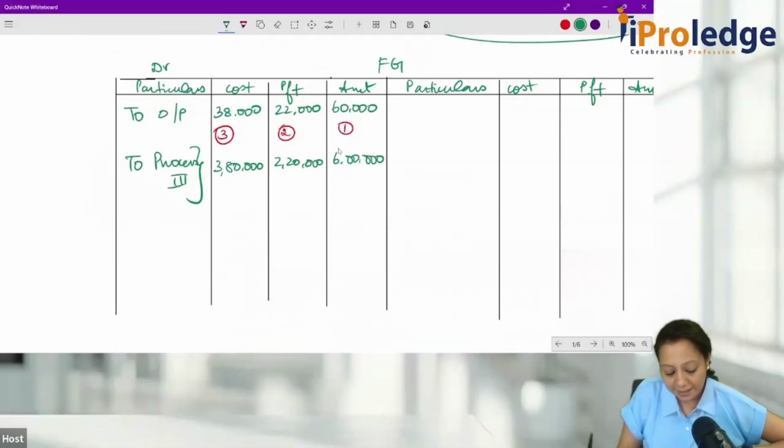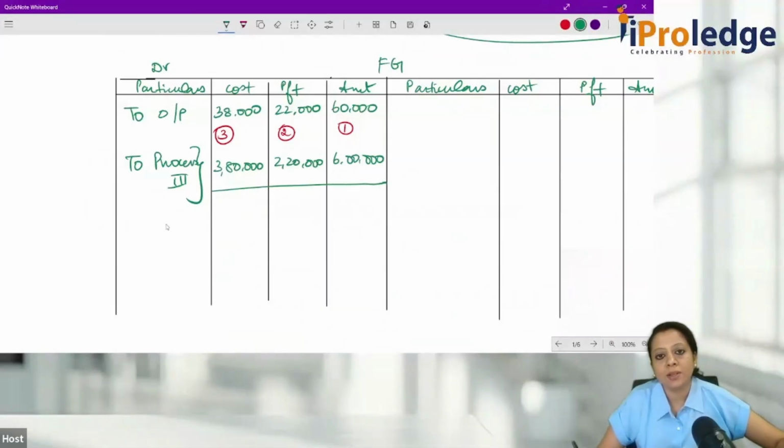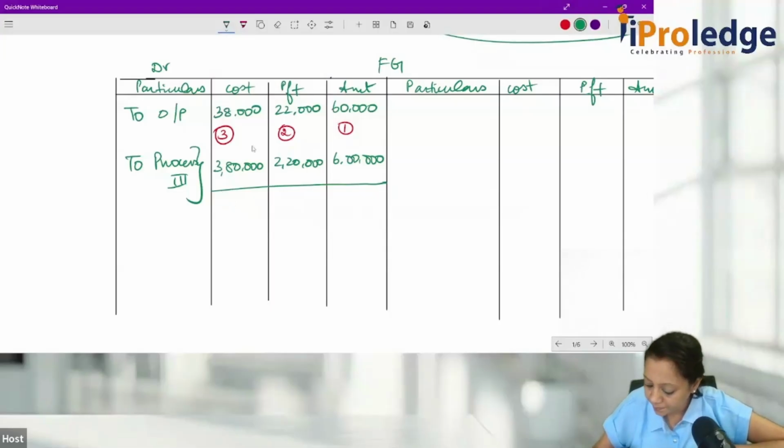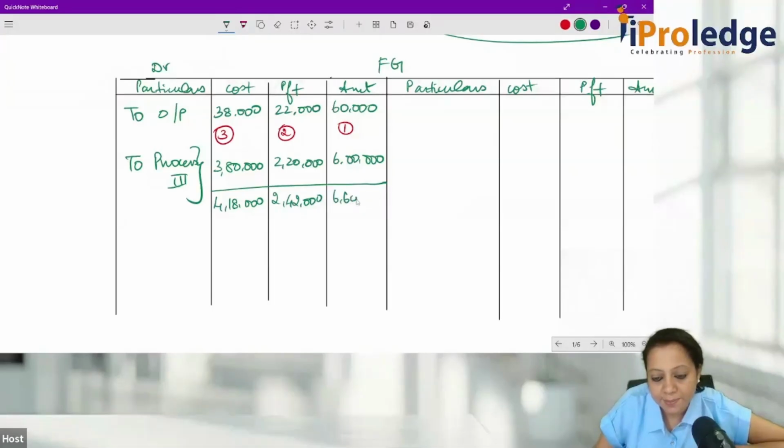So there are no direct materials, labor, nothing. So we will do one subtotal now. And based on the closing stock profits also we will eliminate. Right. So the subtotal 4,18,000. Right. 2,42,000. Yes. 6,60,000.